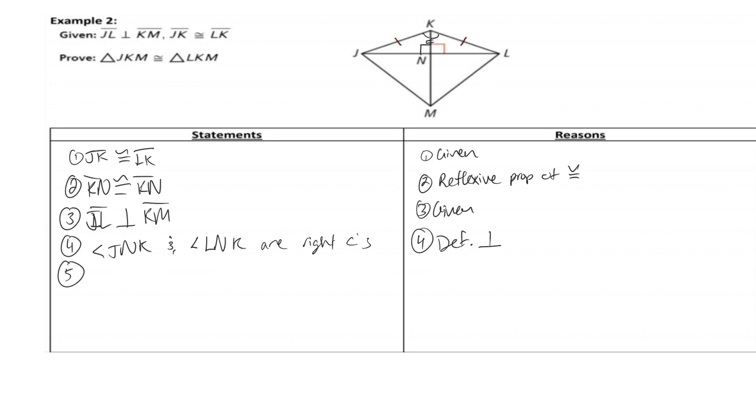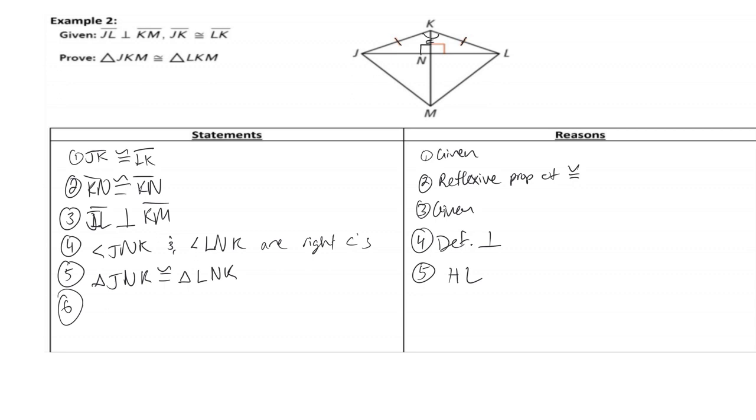Next one, we can also say that now the triangle J and K is congruent to the triangle L and K, and that's by the hypotenuse leg theorem. We're given their hypotenuse and the legs KN, right? So we can prove that those are congruent triangles because of the HL theorem.